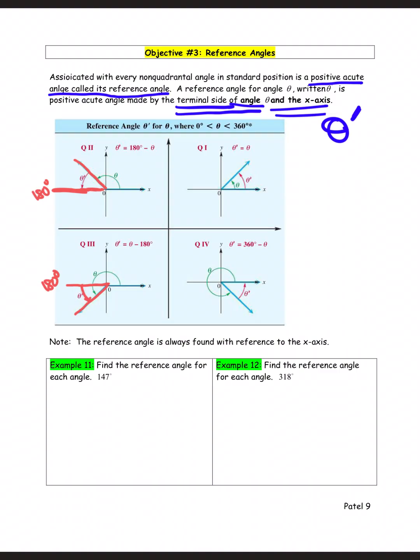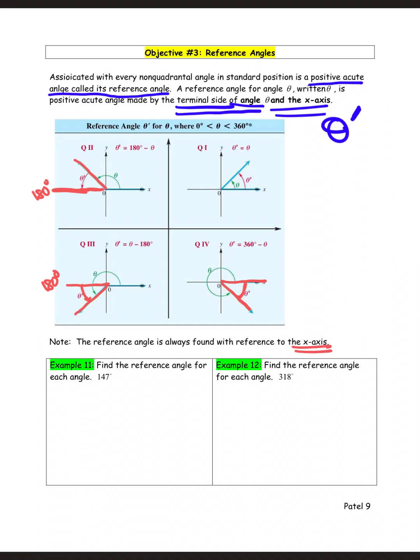And in quadrant 4 is going to be this piece right here. And to find that piece right there, you're going to say 360 minus the given angle. So first you figure out what quadrant you're in. And remember, the reference angle is always found with reference to the x-axis.